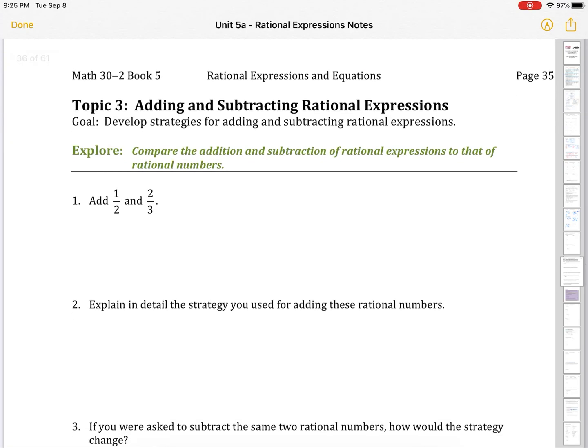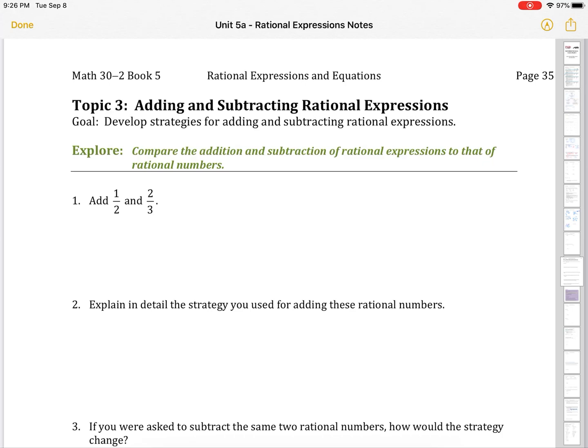So remember, you can also go back, fill in those pages with study notes. But we're looking at topic 3, adding and subtracting rational expressions. So what we're going to do is review our rules for adding and subtracting rational numbers, and we're going to use those rules to help us add and subtract rational expressions.